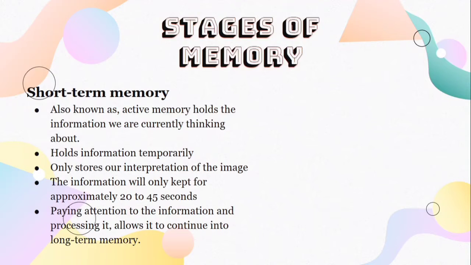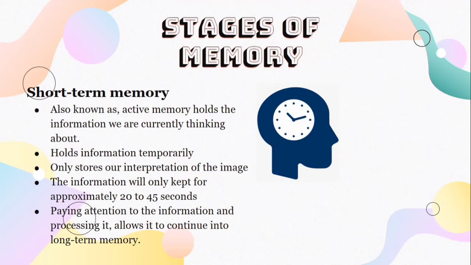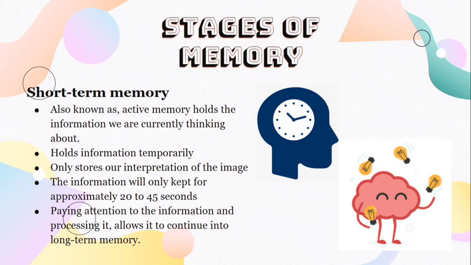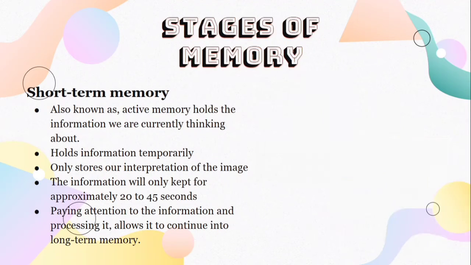Short-term memory, also known as active memory, holds information we are currently thinking about. Like sensory memory, short-term memory holds information temporarily. It only stores our interpretation of the image. The information will only be kept for approximately 20 to 45 seconds. Paying attention to the information and processing it allows it to continue into long-term memory.